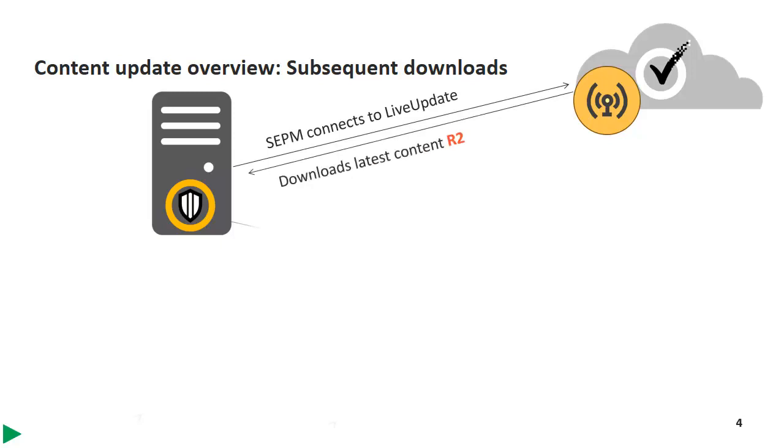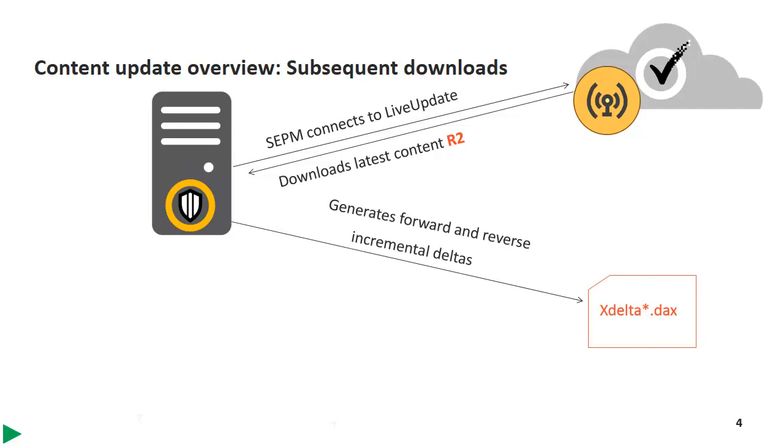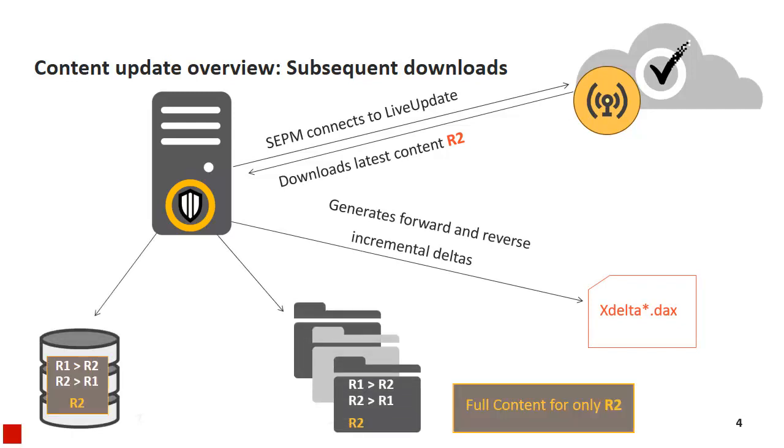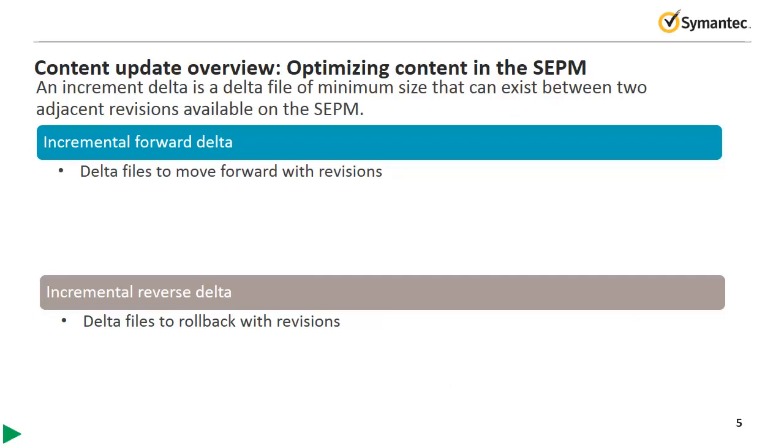When the SEPM and client have a content revision in common, the SEPM can use it as a base for a delta to send to clients. Clients can apply that delta to the same base locally to get the latest content. Deltas are typically much smaller than full packages, which results in major bandwidth savings.